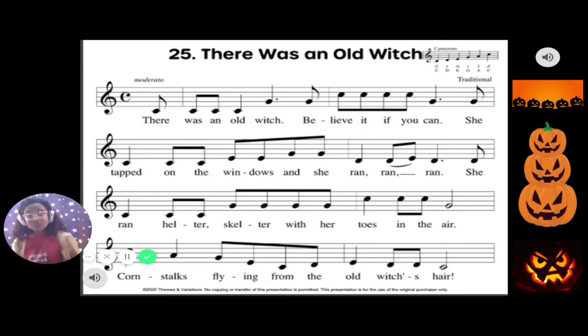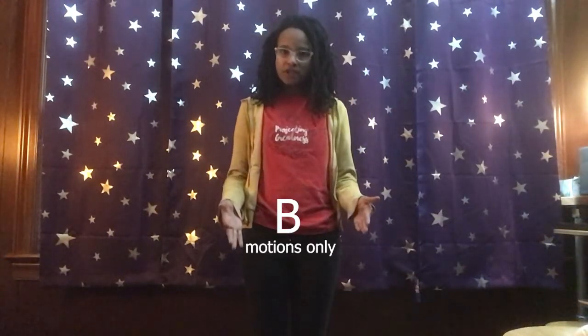Let's stand, make sure you have space around you, and we're going to do the whole thing, motions, singing, ABA form. I'm excited. Are you ready to try the whole thing? Here's how we're doing it. All the way through with the words and motions, then all the way through just the motions, then all the way through with the words and motions again, otherwise known as A, B, A form.